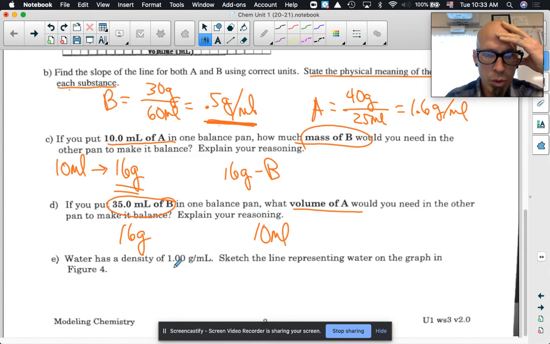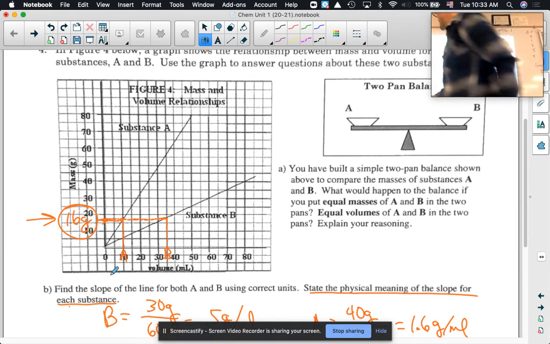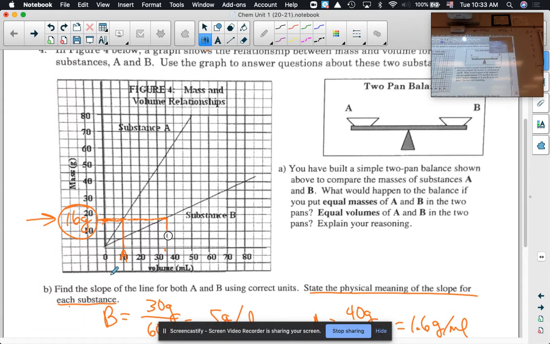Water has a density of 1 gram per ml. Sketch the line representing water on the graph in figure 4. Okay, now, density of 1. Let me get this other stuff off here. So they're saying if you were to sketch a line for water on here, where would it be?